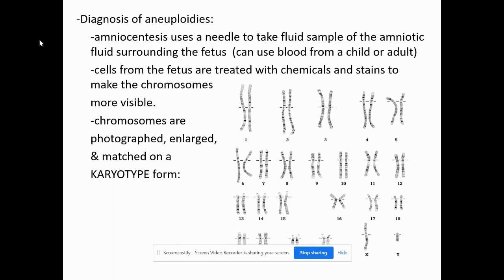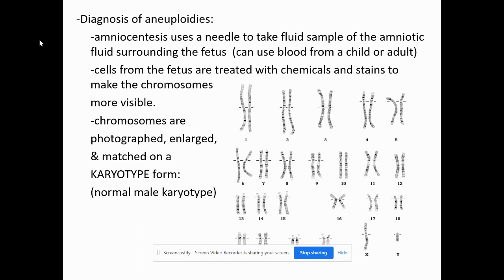How is this diagnosed? If mom and dad are trying to find out if there's possibly a disorder of non-disjunction with the unborn child, they can have a procedure done called an amniocentesis. And this is where a needle is inserted and some fluid is taken out from surrounding the fetus, some amniotic fluid. They treat those cells with some chemicals. They photograph them. They enlarge the chromosomes and literally sit there and match them up. I'm sure with computers, it's done fairly quickly.